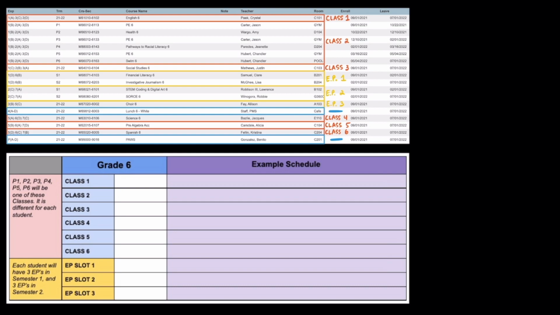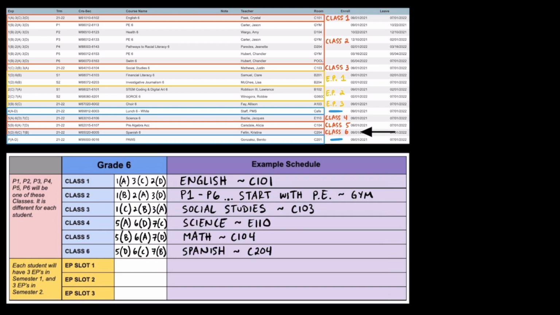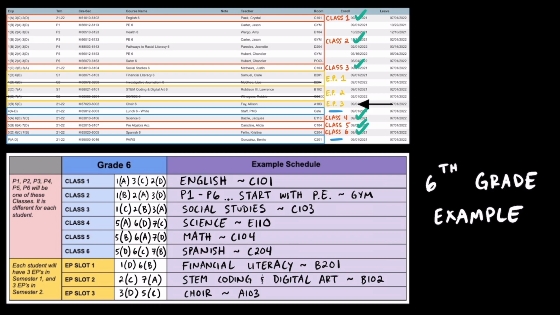Notice how this table has Class 1 through Class 6 and EP slot 1 to EP slot 3. Go ahead and fill out when you have each of these classes, as well as where they are located. Once you've taken care of Class 1 through Class 6, you can go ahead and fill out your EP slots as well. Remember, classes 1 through 6 will happen 3 times per A, B, C, D rotation, and EPs will happen twice per each rotation.